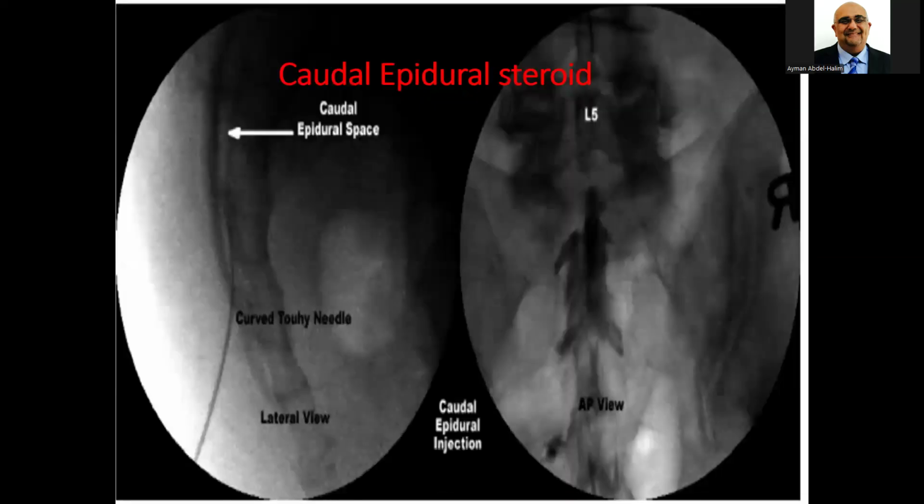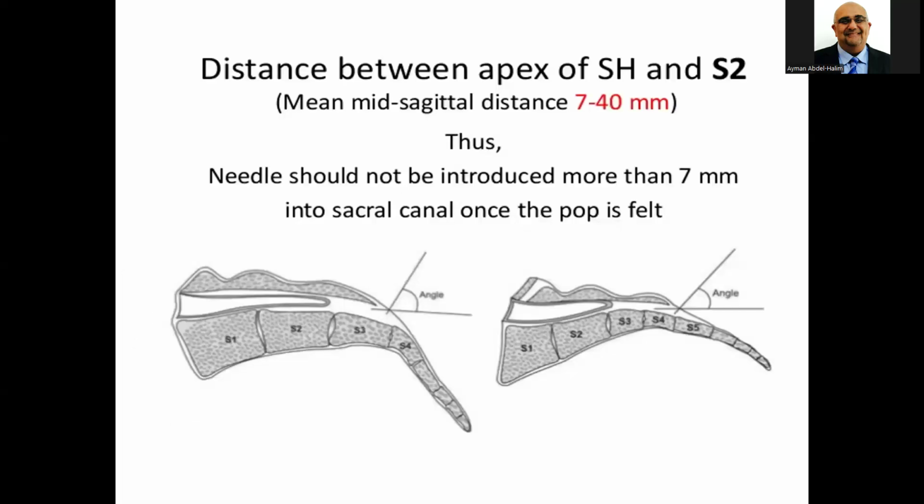Caudal epidural steroid injections. I wanted to explain to you an important thing here: the distance between the sacral hiatus and S2. Because if you go above S2, you will get into the intrathecal sac. So this distance is somewhere between 7 to 40 millimeters. So be careful when you go up with your needle not to pass this S2 boundary. Otherwise, you will end up in the intrathecal sac.